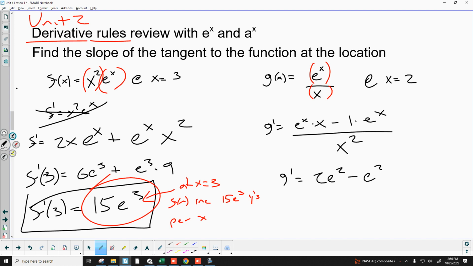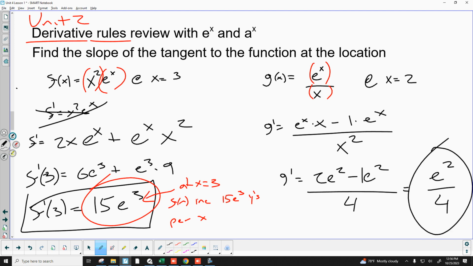I take the derivative of the first, and then minus. See, we're remembering stuff. It's not that bad. Now, don't tell me that 2e squared minus e squared is 2. 2e squared minus 1e squared is 1e squared. 1e squared over 4. At x equals 2, that function is increasing e squared over 4 y per x. All right, go to lunch.